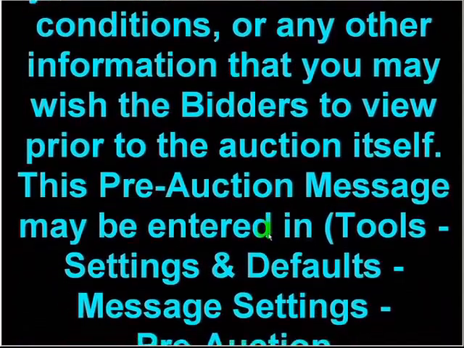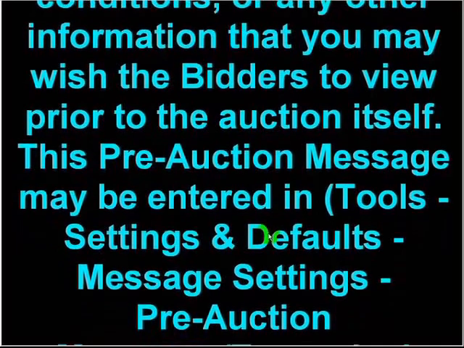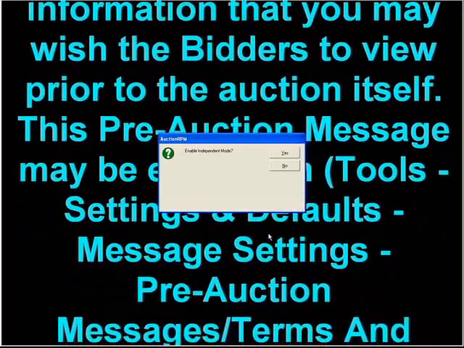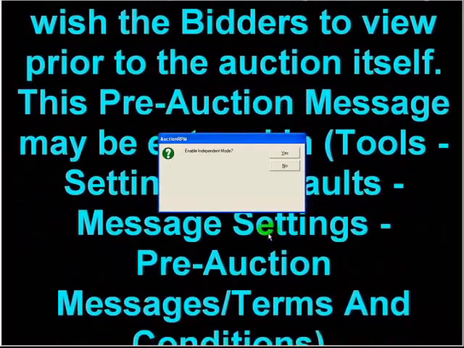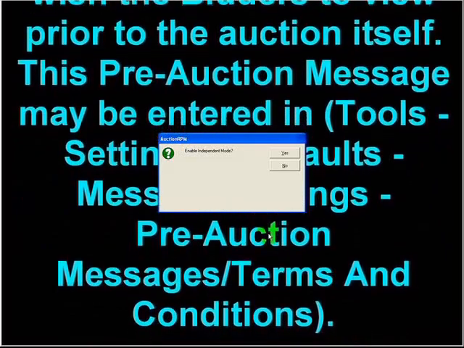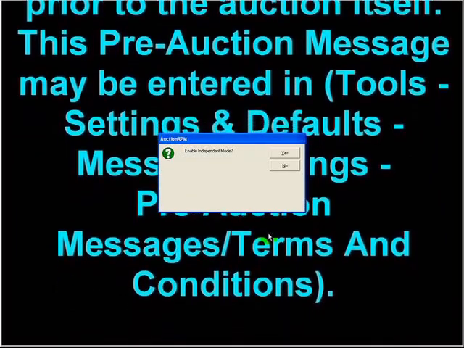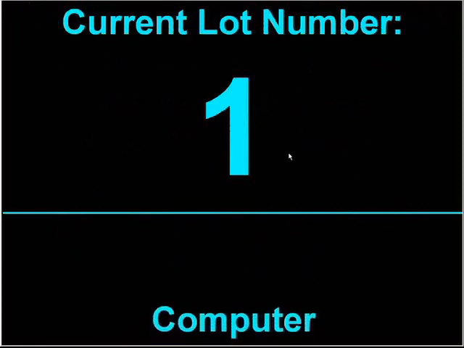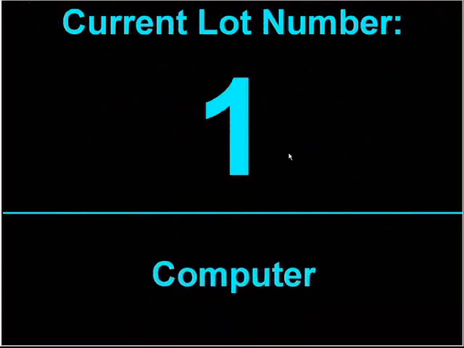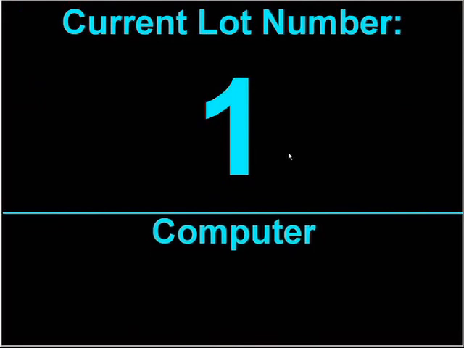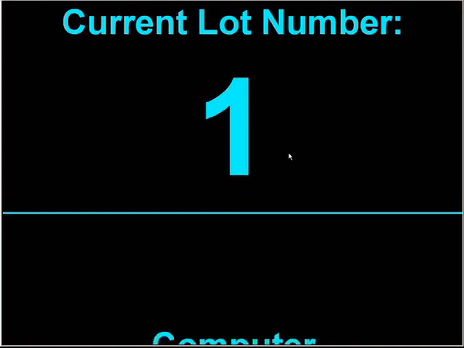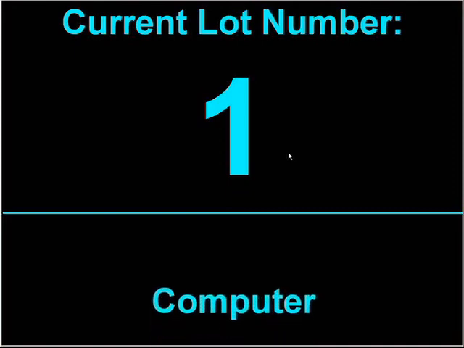The first keystroke is F as in first. When I hit F right now, it's going to pop up a message that asks if I want to enable independent mode. In this case, of course, I want to answer yes, and I'll hit that button right now, and that'll take me to the first lot in the auction. Remember, F as in first is the command to show the first lot in the auction.